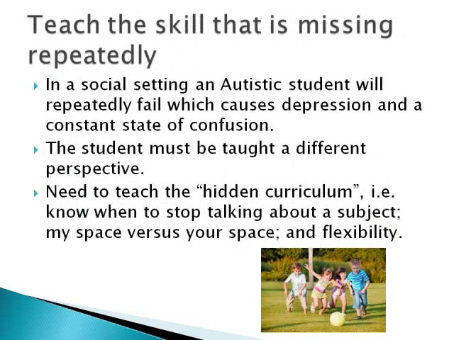Teach the skill that is missing repeatedly. In a social setting, autistic students will repeatedly fail, which causes depression and a constant state of confusion. Students must be taught a different perspective. Educators will need to teach the hidden curriculum, such as knowing when to stop talking about a subject, my space versus your space, and flexibility.